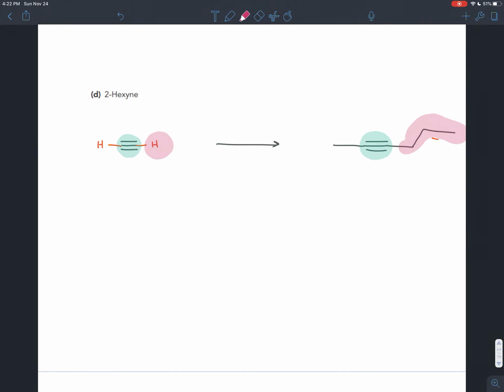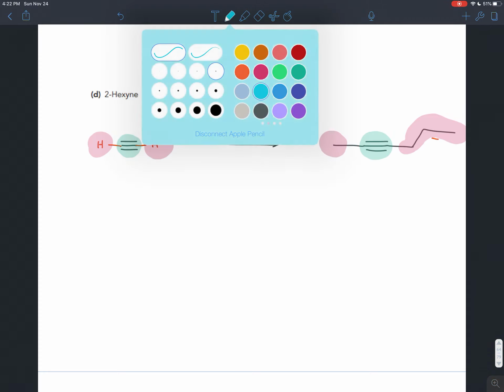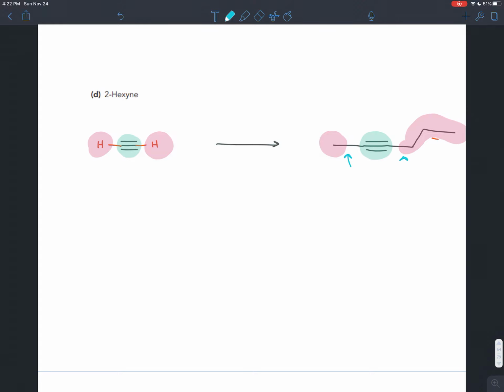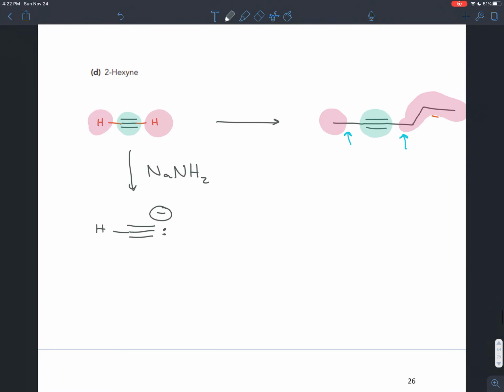You replace the hydrogen with a carbon chain on one side, and you replace the hydrogen with another carbon chain on the other. And so you've formed 2 new carbon-to-carbon bonds, and so you have to do alkylation twice. The first thing you do to replace this hydrogen with a carbon chain is to rip it off using a strong base like sodium amide. If you use just one equivalent of that, you'll only take one hydrogen off and you'll have this carbon nucleophile.